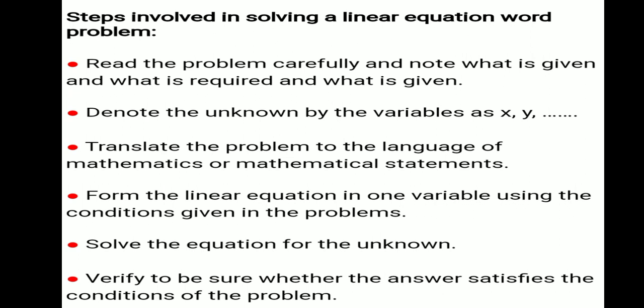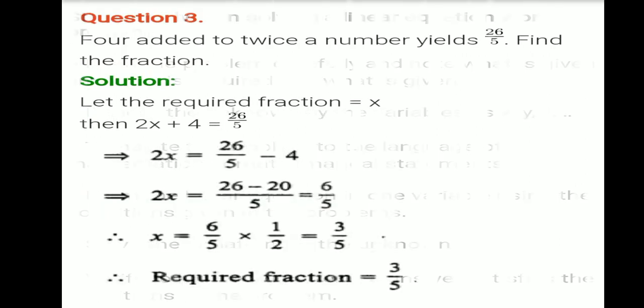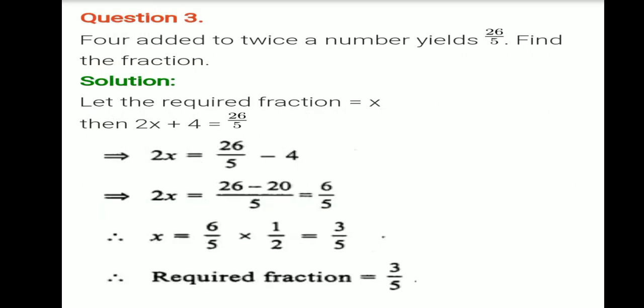So here we go with the first question. 4 added to twice a number yields 26 upon 5. Find the fraction. So first, what you have to find is the fraction. So you are going to suppose the fraction to be x. Now what you have to do with the x is twice a number. Twice means 2 times a number.